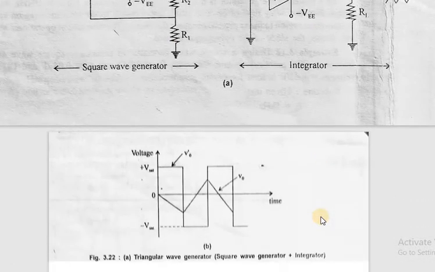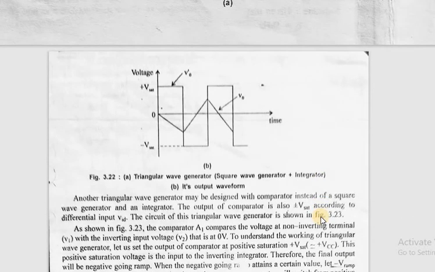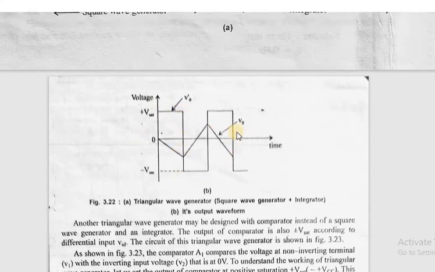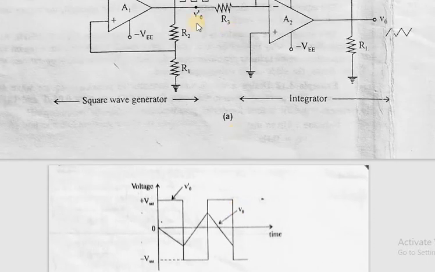A similar circuit can be made by using a comparator. See, this is the square wave generator that generates a square wave here, and this is the triangular wave that is being generated at the output. This is V0 dash output, and this is V0. So at V0 dash we get a square wave, and at V0 we get a triangular wave.